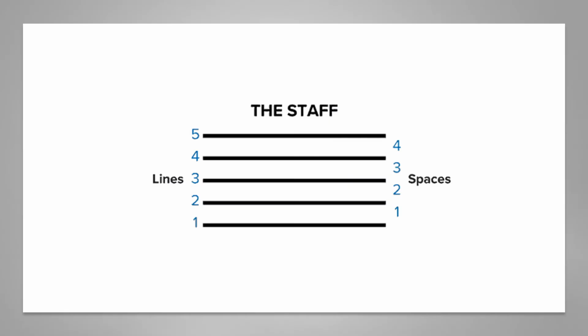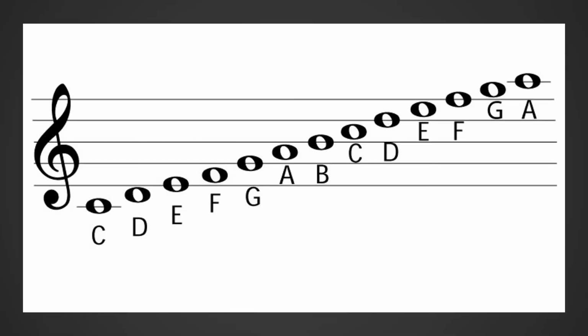The pictures that are placed on the lines and spaces of the staff take their name from the first 7 letters of the alphabet: A, B, C, D, E, F, and G. These are called the musical alphabet or absolute pitch names.